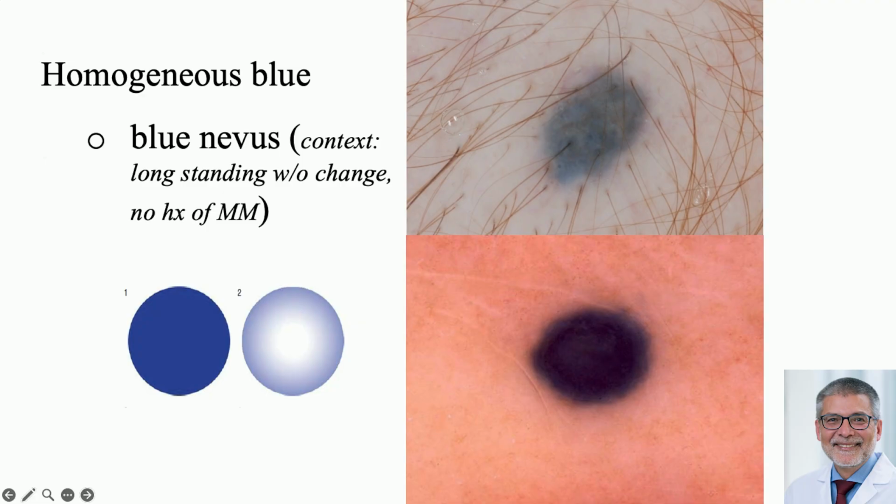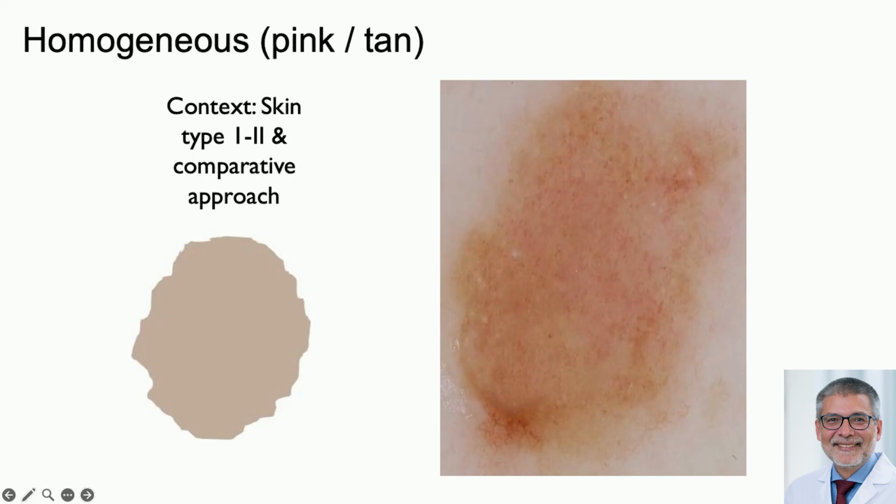Nodular melanoma does not appear like this. It has a different pattern. We'll talk about that later. So that's the only caveat. So in a patient who doesn't have a history of melanoma, homogeneous blue is a blue nevus, okay? Now, what about homogeneous pink? And here comes a little bit of, I don't want to say a dilemma, but we could, for lack of a better word, say it's a dilemma.